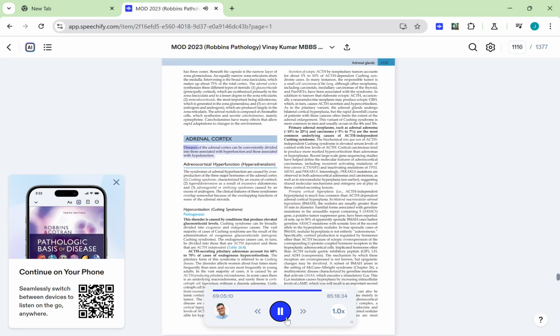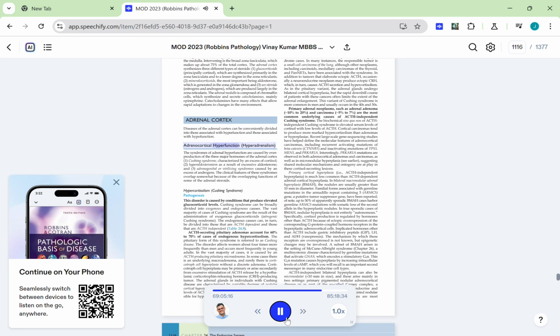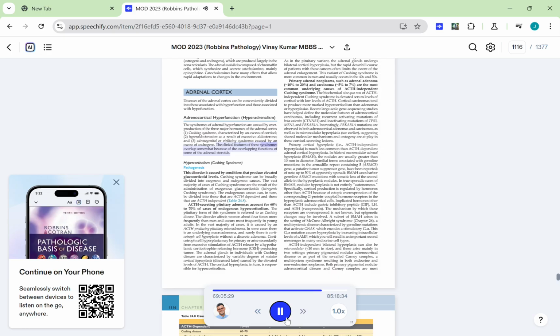Adrenal cortex. Diseases of the adrenal cortex can be conveniently divided into those associated with hyperfunction and those associated with hypofunction. Adrenocortical hyperfunction. The syndromes of adrenal hyperfunction are caused by overproduction of the three major hormones of the adrenal cortex: Cushing syndrome, characterized by an excess of cortisol; hyperaldosteronism as a result of excessive aldosterone; and adrenogenital or virilizing syndromes caused by an excess of androgens. The clinical features of these syndromes overlap somewhat because of the overlapping functions of some of the adrenal steroids.